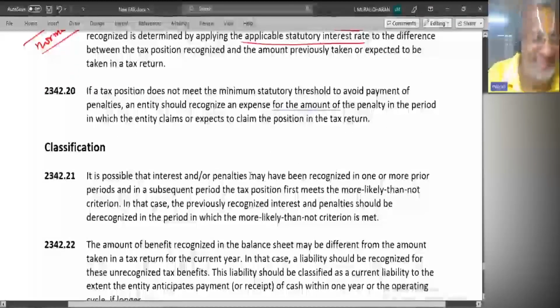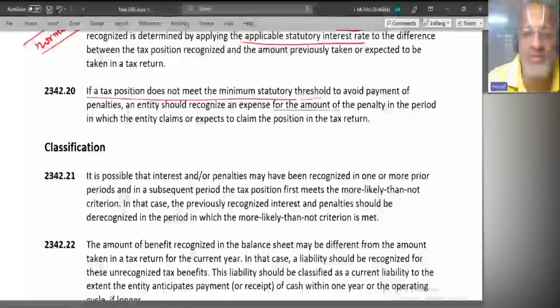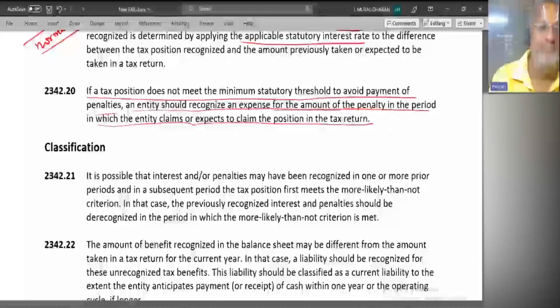If a tax position does not meet the minimum statutory threshold to avoid payment of penalties, an entity should recognize an expense for the amount of penalty in the period in which the entity claims or expects to claim the position in the tax return. See, when a penalty is to be taken up, it should be recognized at that point of time in which the entity claims or expects to claim the position in the tax return. So it is also normal.